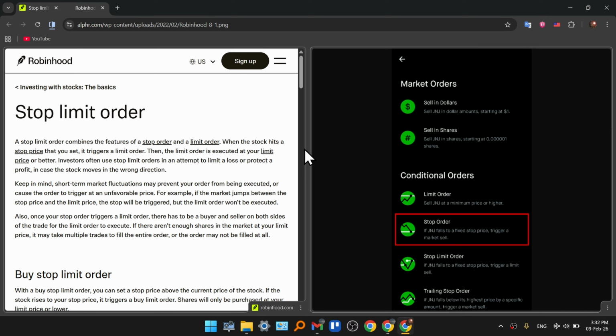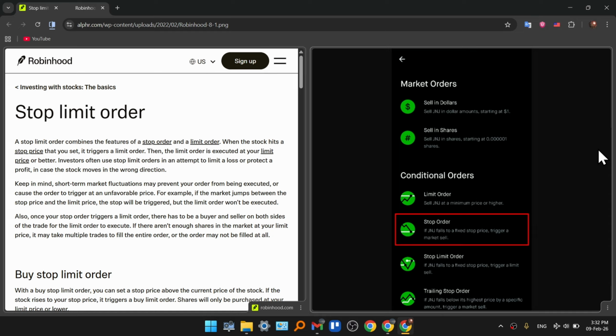Then you tap order types and choose stop order. So as you can see on this screenshot, we have limit order and stop order. You're looking for this. And enter the price where you want your shares sold if the stock drops. When the market hits that price, Robinhood automatically submits the sell.